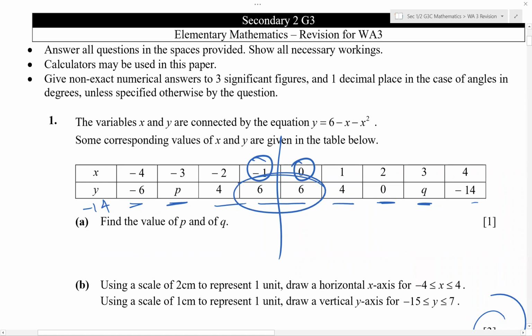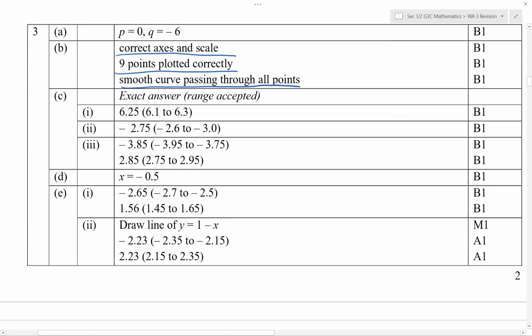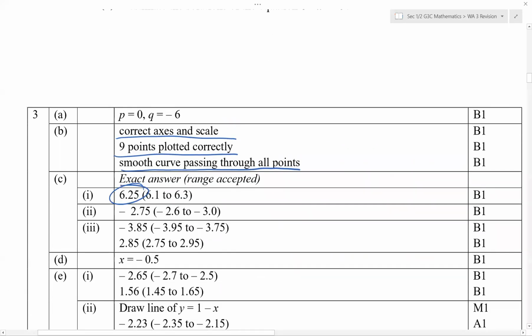Look at the difference from -14 to -6, 8 units. -6 to 0, 6 units. 0 to 4, 4 units. Then 2 units. Then we expect something less. Okay? So something greater than 6. Not too far away. So C part 1, the answer is 6.25. Maximum value for y. And we typically allow a range of answers to be given.